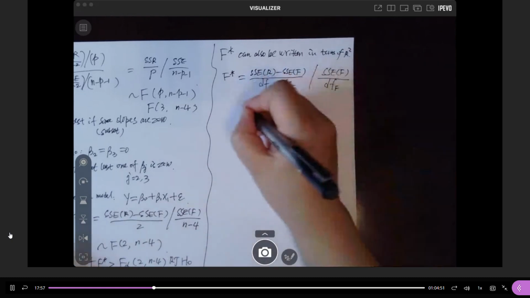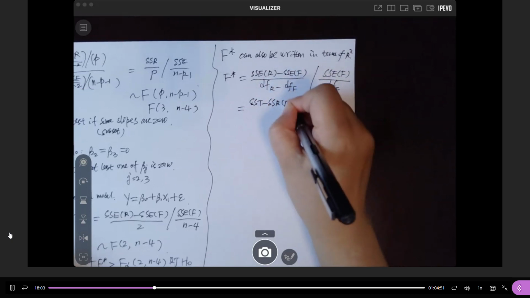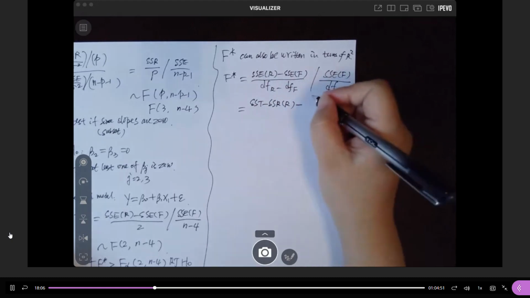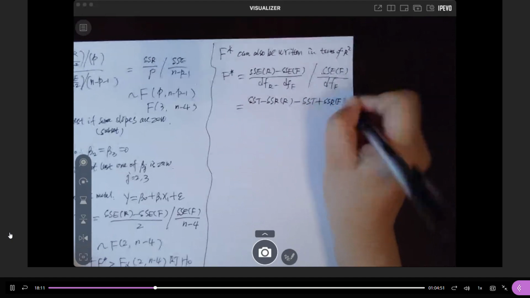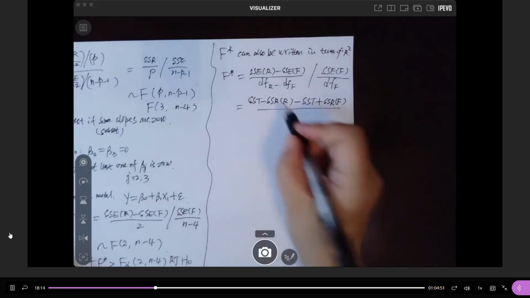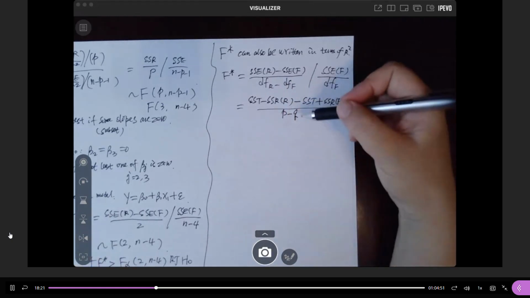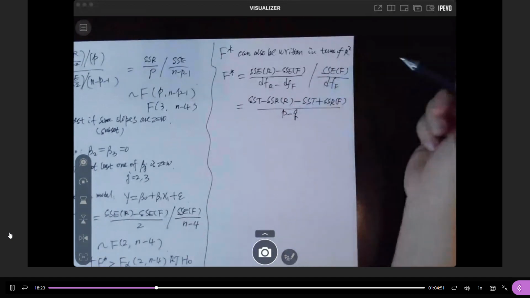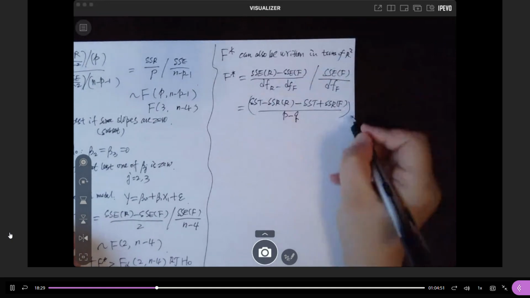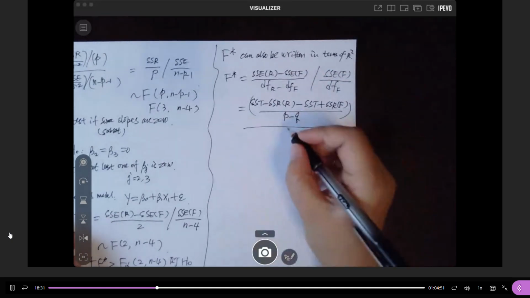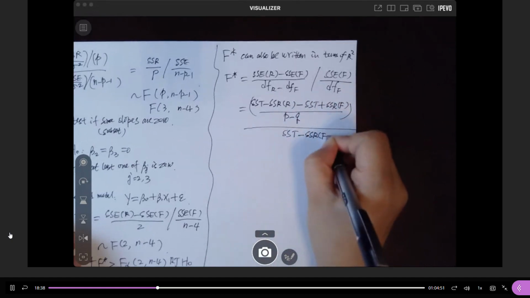So each SSE can be written as the difference between SST and SSR. For the reduced model, that's the first SSE minus the second SSE, that is SST and SSR for the full model. The degree of freedom difference between the two models is P minus Q, because P is the number of predictors for the full model, Q is for the reduced model. So that is on top. At the bottom, you still write the SSE as the difference between SST and SSR.